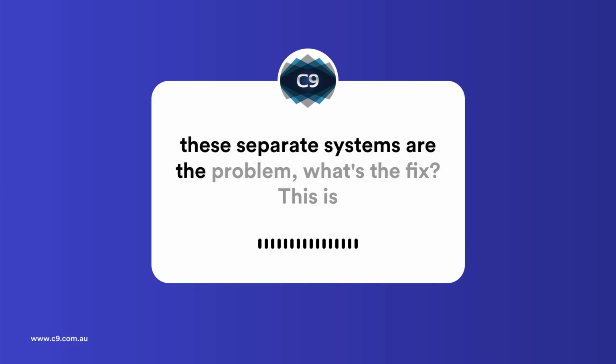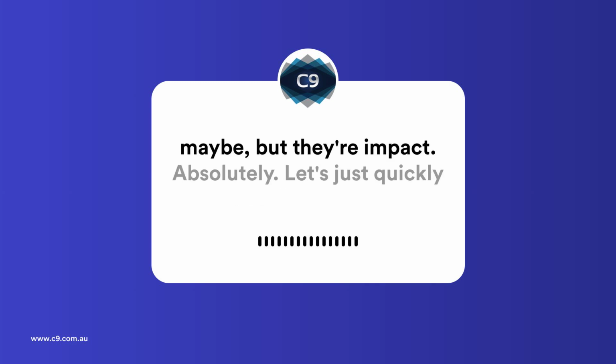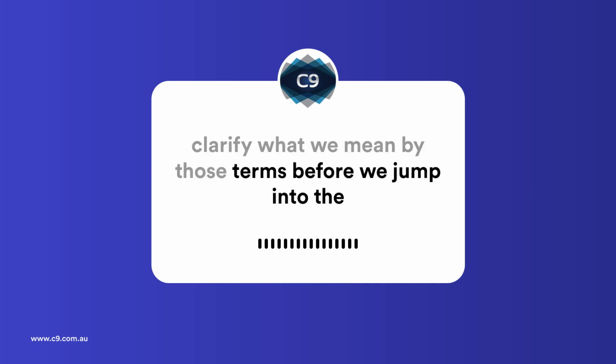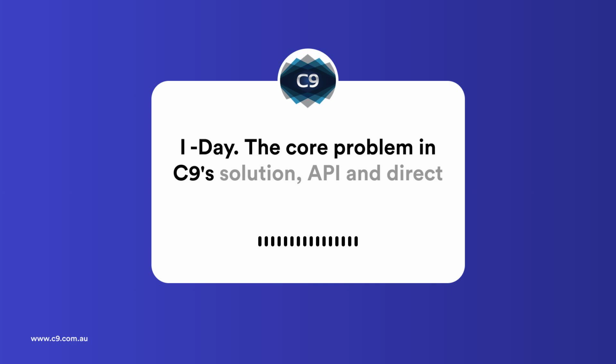If these separate systems are the problem, what's the fix? This is where API and direct integration come in. They sound technical maybe, but their impact is profound. Let's quickly clarify what we mean by those terms before we jump into the impact. Streamlining your systems for Australian business success: the core problem and C9's solution, API and direct integration.